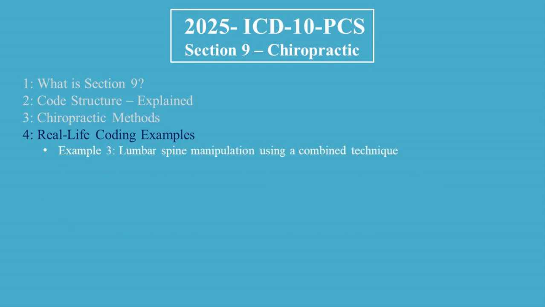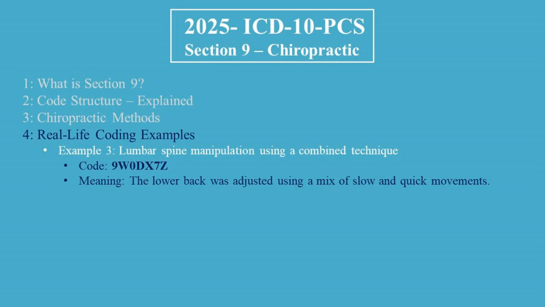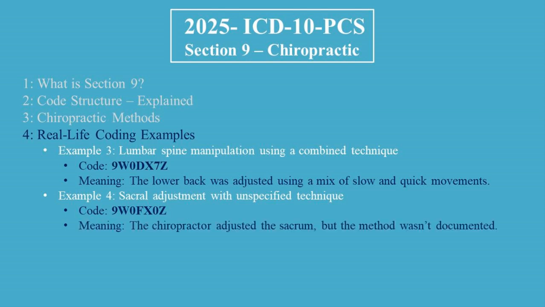Example 3. Lumbar spine manipulation using a combined technique. Code 9W0DX7Z, meaning the lower back was adjusted using a mix of slow and quick movements. Example 4. Sacral adjustment with unspecified technique. Code 9W0FX0Z, meaning the chiropractor adjusted the sacrum, but the method wasn't documented.